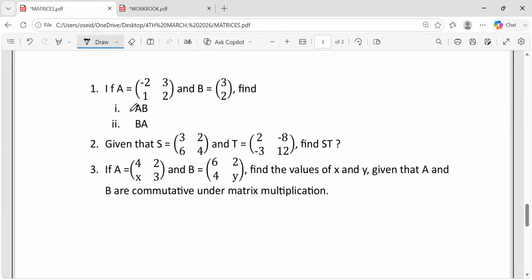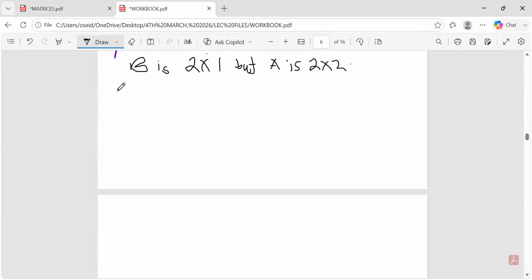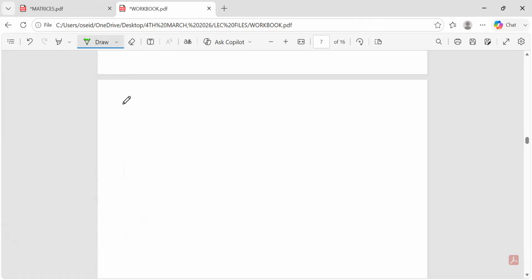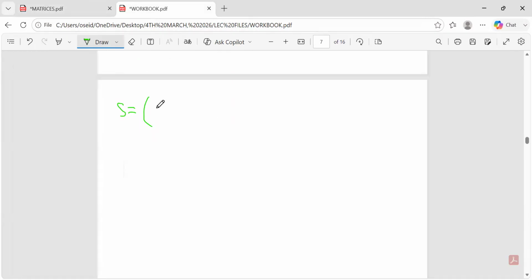Let's see. So our next example, Example 2, we have S. And S has some delicious entries. And the entries are 3, 2, 4, 6.